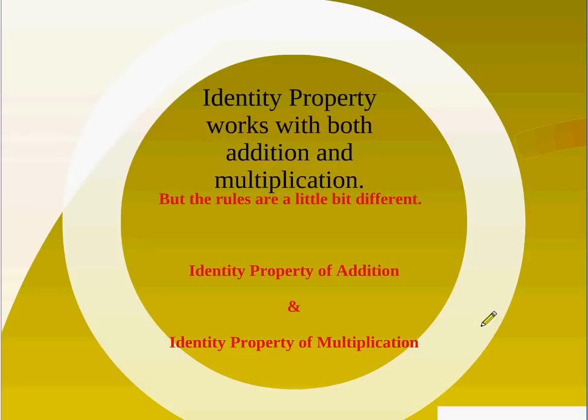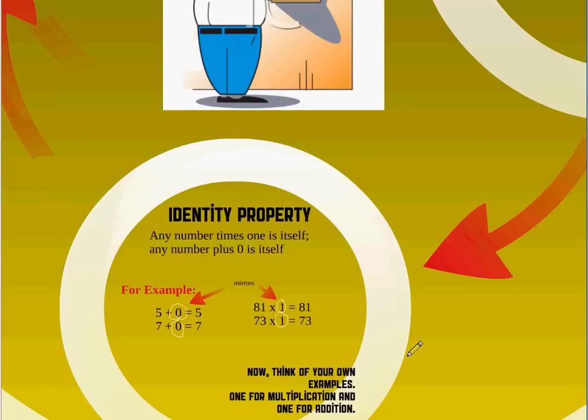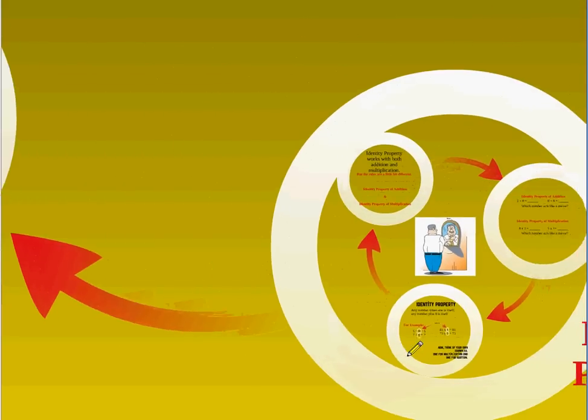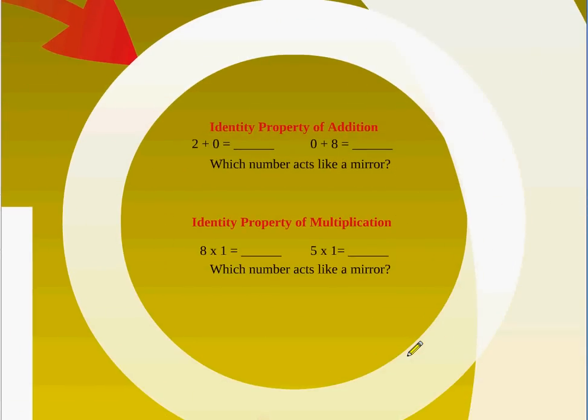And as you can see, it's the same thing. Identity property of addition and identity property of multiplication. You're getting the hang of these titles now, huh? They're pretty simple. Okay, so for the identity property of addition, you're going to see that any number plus 0 is itself. 2 plus 0 is itself, it's 2. 0 plus 8 is itself, it's 8.